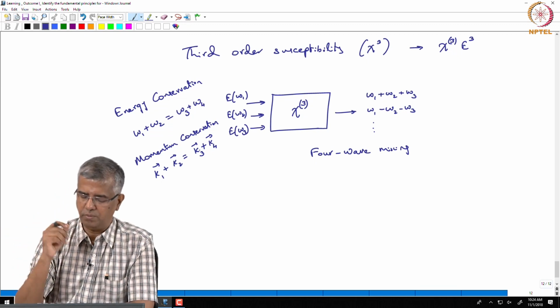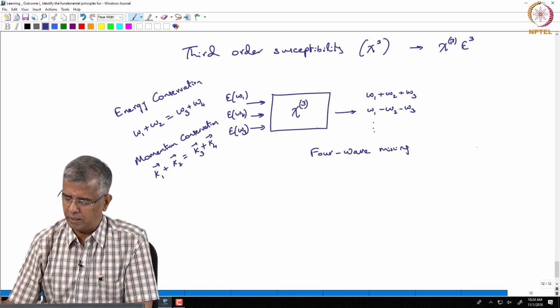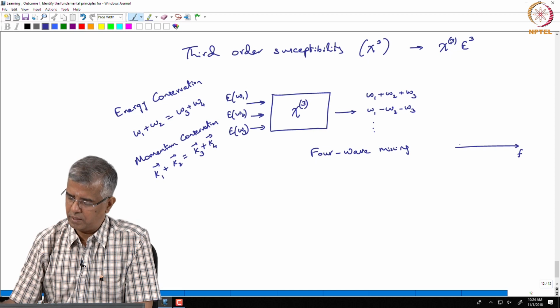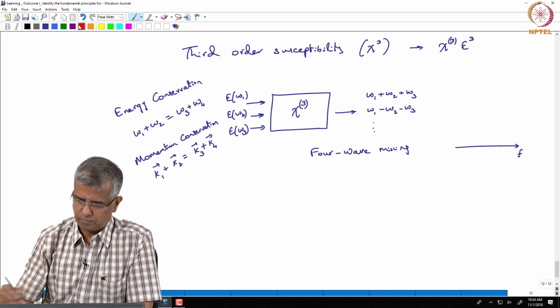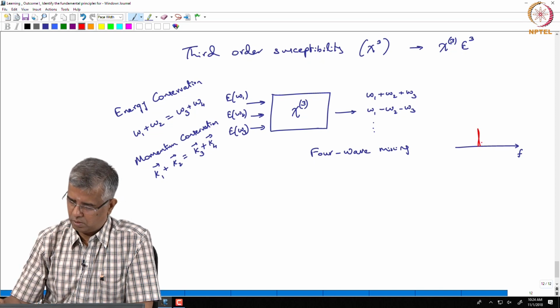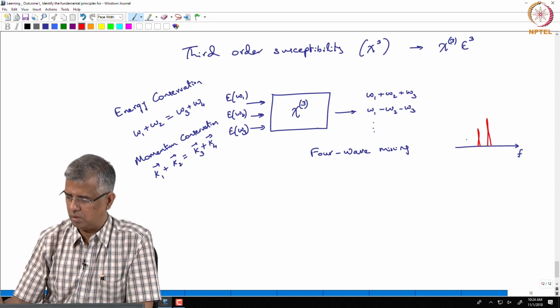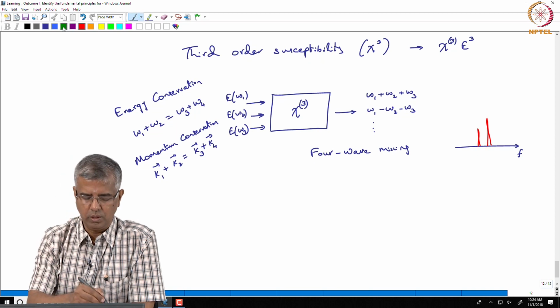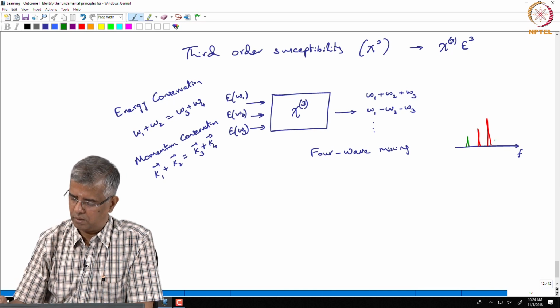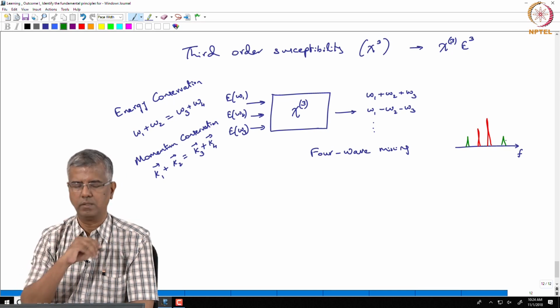But nevertheless, as in the case of 4-wave mixing, when we look at it in terms of frequency, you could have two pumps at omega 1 and omega 2, and then you could generate new frequencies.